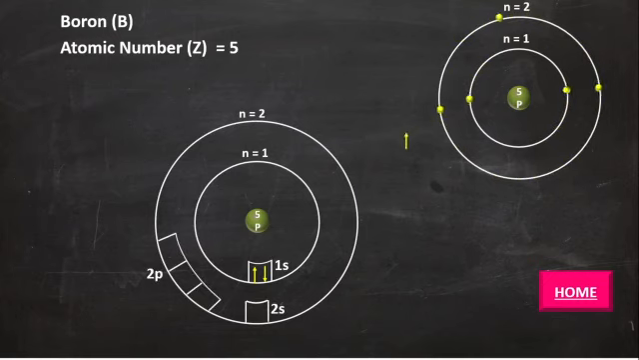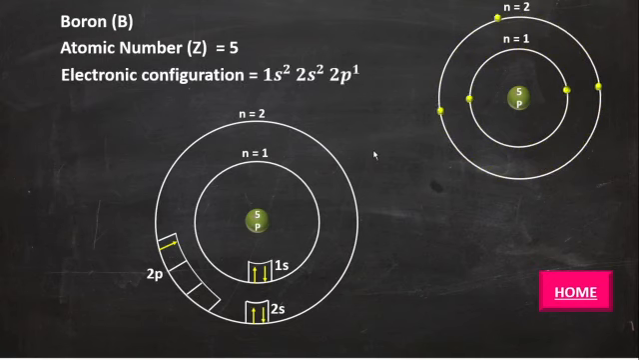Third electron goes into 2s orbital. Fourth electron will also go into 2s orbital, and fifth electron will occupy one of the empty orbitals, because there are three empty orbitals in 2p. So this is 2px, 2py and 2pz. Okay, so like this the electronic configuration of boron is 1s2 2s2 2p1.